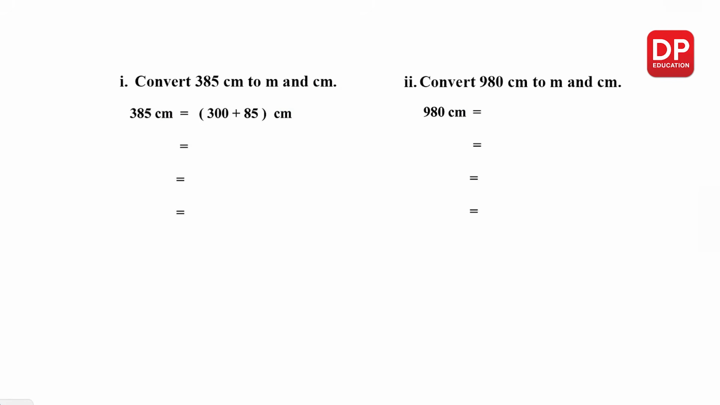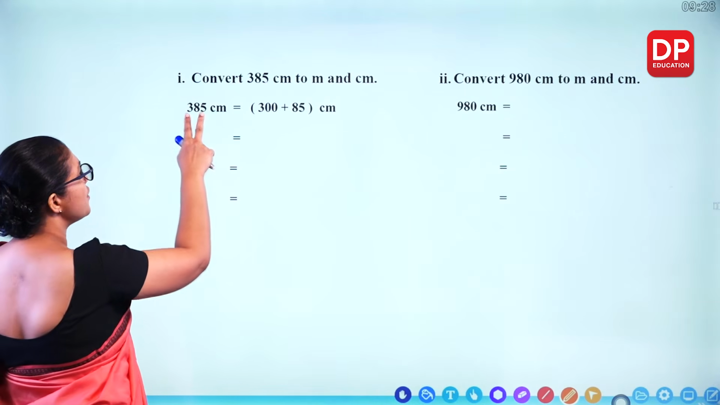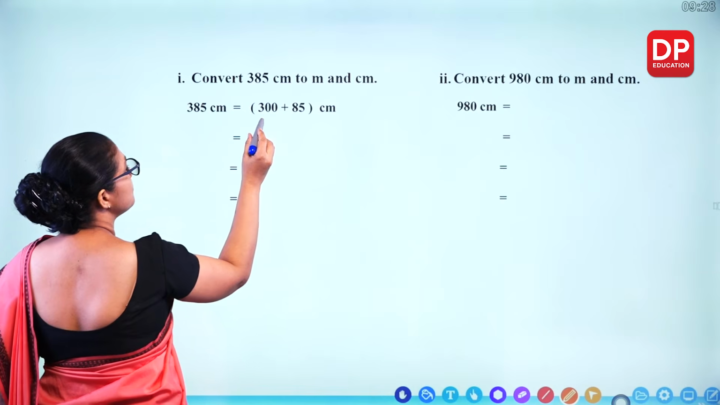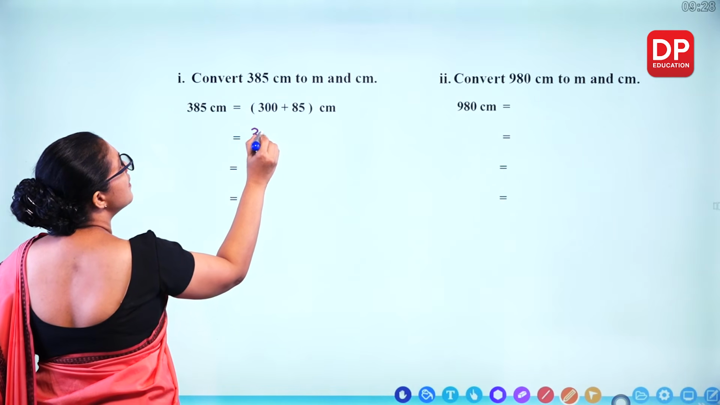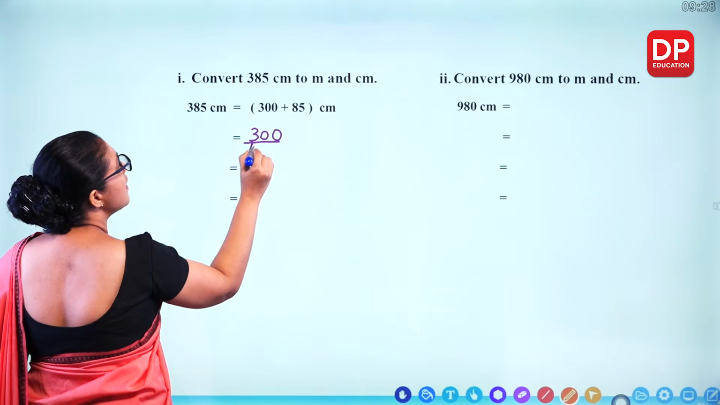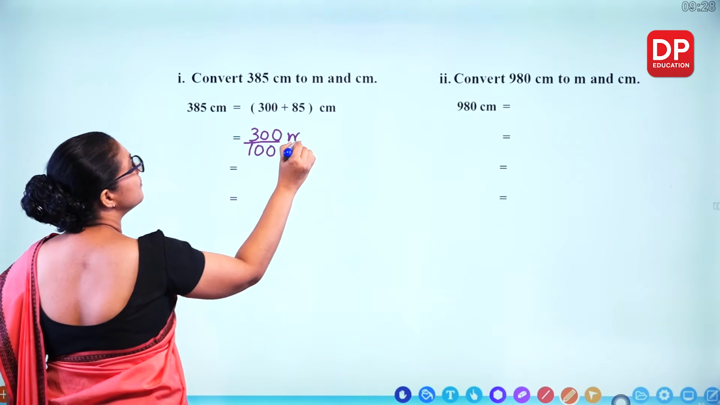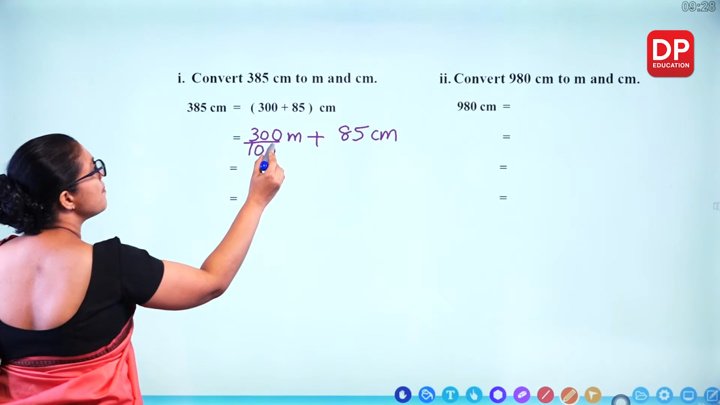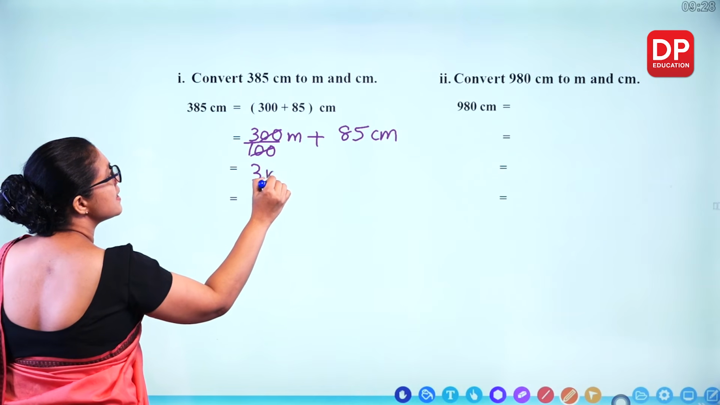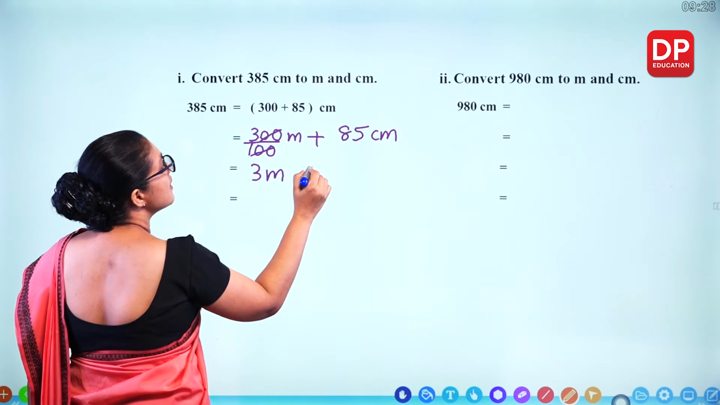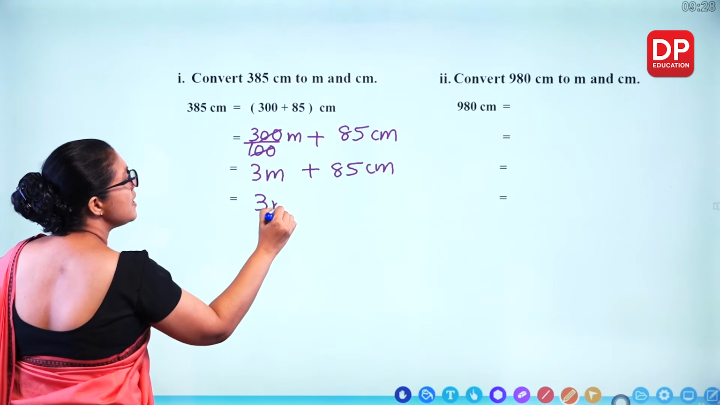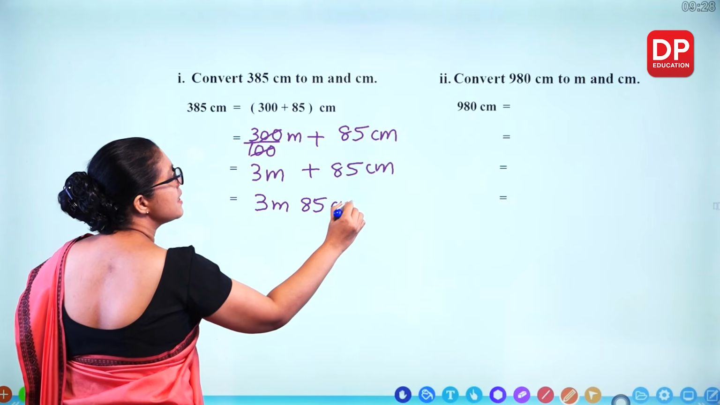Convert 385 centimeters to meters and centimeters. So what we can do, 385 I can split: 300 plus 85. Then 300 I can divide by 100 to convert to meters. But 85, I can keep it. So that means 3 meters and 85 centimeters. Adding, we can straight away write 3 meters, 85 centimeters.